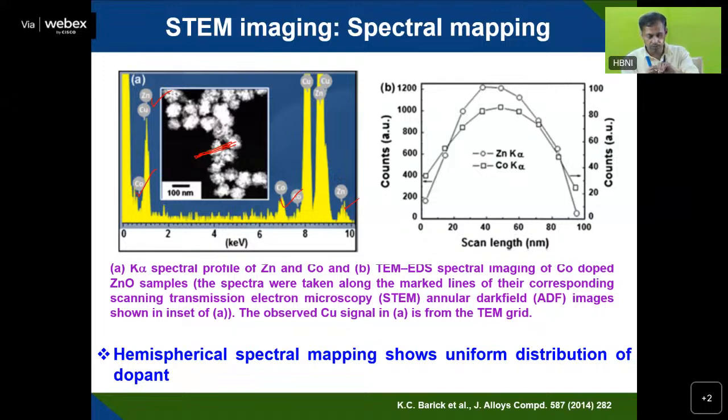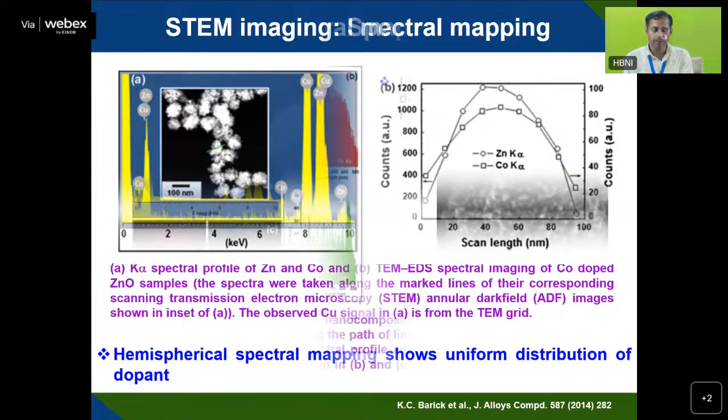Because of that, in the core you will see a hemispherical shape structure. That will show whether the dopant is uniformly distributed in your structure. From the hemispherical spectral mapping, you can see how the cobalt was doped uniformly throughout the structure, randomly substituted. So that information you can get by spectral mapping.